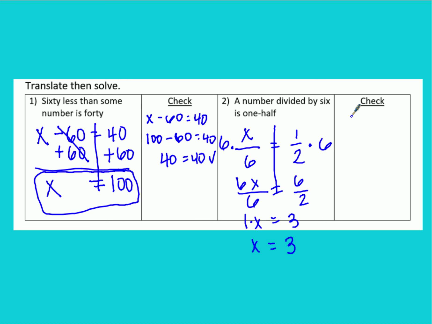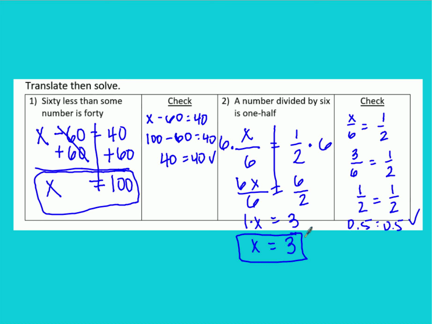As long as we check that, x over 6 equals 1/2. So if I put a 3 in where x is, 3 over 6 equals 1/2. So 3/6 isn't a totally simplified fraction. If we simplify it, that becomes 1/2 equals 1/2. Or if you want to put it in the calculator, you would get 0.5 equals 0.5. So x equals 3 is a true statement there.